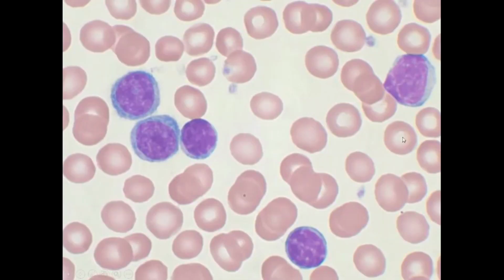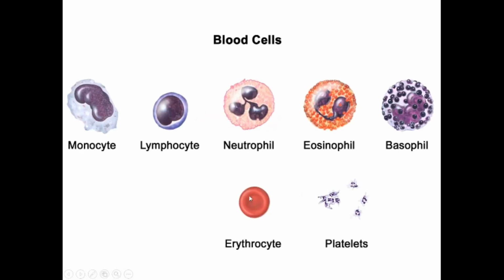You can see one of these slides stained with a Giemsa dye. We can recognize the red blood cells and white blood cells and platelets. Let's go to understanding the properties of the blood cells. In the blood we have monocyte, lymphocyte, neutrophil, eosinophil, basophil, and erythrocyte or red blood cell, and platelets.